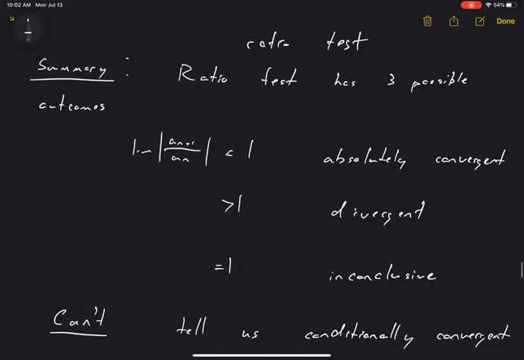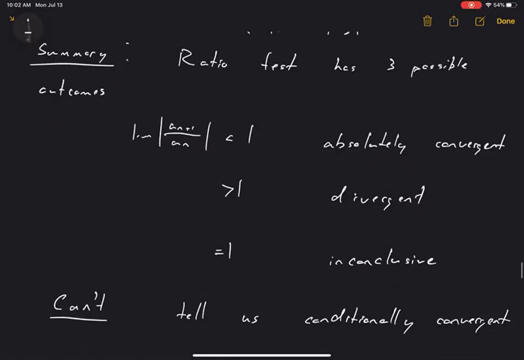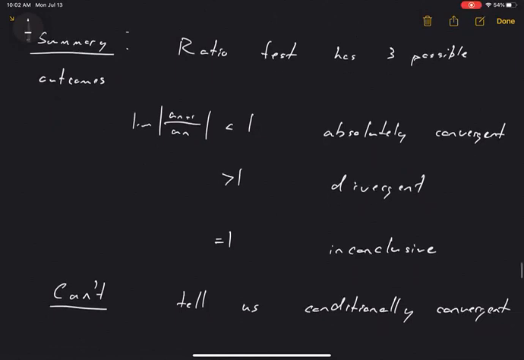Let's summarize what we know about the ratio test. We set up a_{n+1} over a_n in absolute value and take the limit as n goes to infinity. There are 3 possible outcomes. If the limit's less than 1, our series is absolutely convergent. If the limit's greater than 1, the series is divergent. And if the limit's equal to 1, the test is inconclusive.